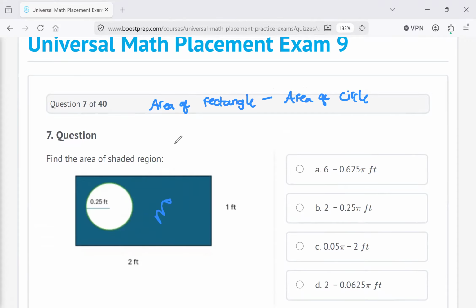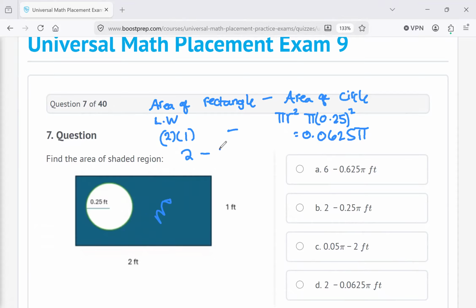So what is the area of a rectangle? It is length times width, or 2 by 1. So that's 2. Minus the area of a circle, which is, I believe, pi r squared. So that's going to be pi, and then the radius is given as 0.25 squared. And 0.25 squared is 0.0625.